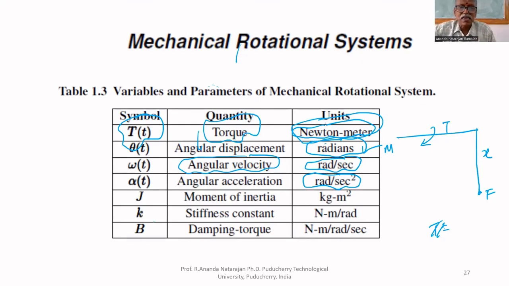The moment of inertia J, the unit is kg meter square. The stiffness constant of the spring K is Newton meter per radian. And the damping torque constant B is Newton meter per radian per second. That's all. So we should know the units as well as the variables and the constants used in the rotational system that we have seen.